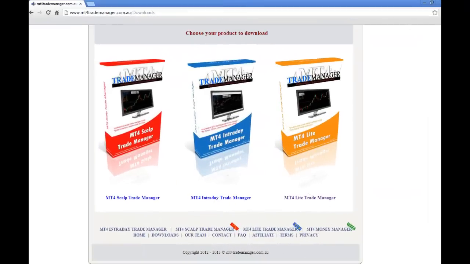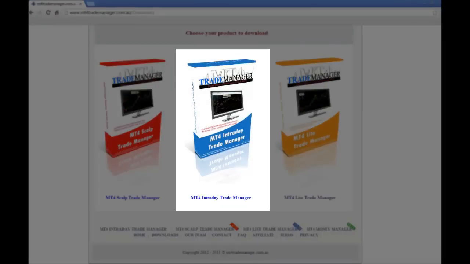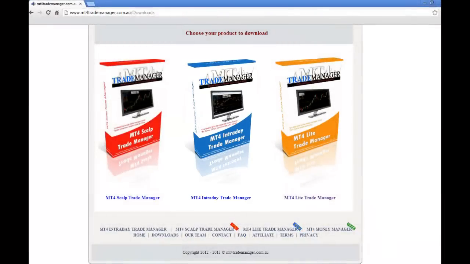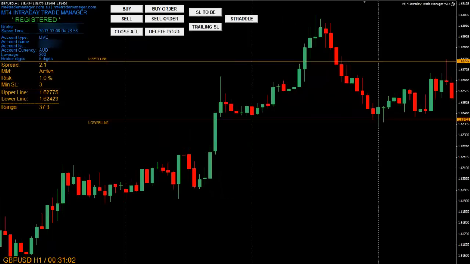If you happen to visit my website, it's www.mt4trademanager.com.au and you go to the download section, you'll find my trading scripts that I use for live trading. I first created the MT4 Intraday Trade Manager one, so let's start with this one. This is how it looks on the chart.